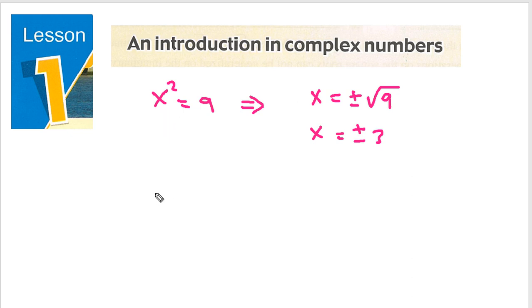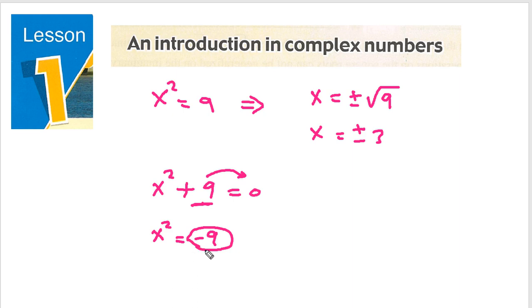But if you have x squared plus 9 is equal to 0. How to solve it? You will move this one to the other side. Then x squared will be negative 9. Now, do you have any real number you multiply by itself to get negative 9? I think no. There is no real number. If you multiply it by itself, you will get negative 9.